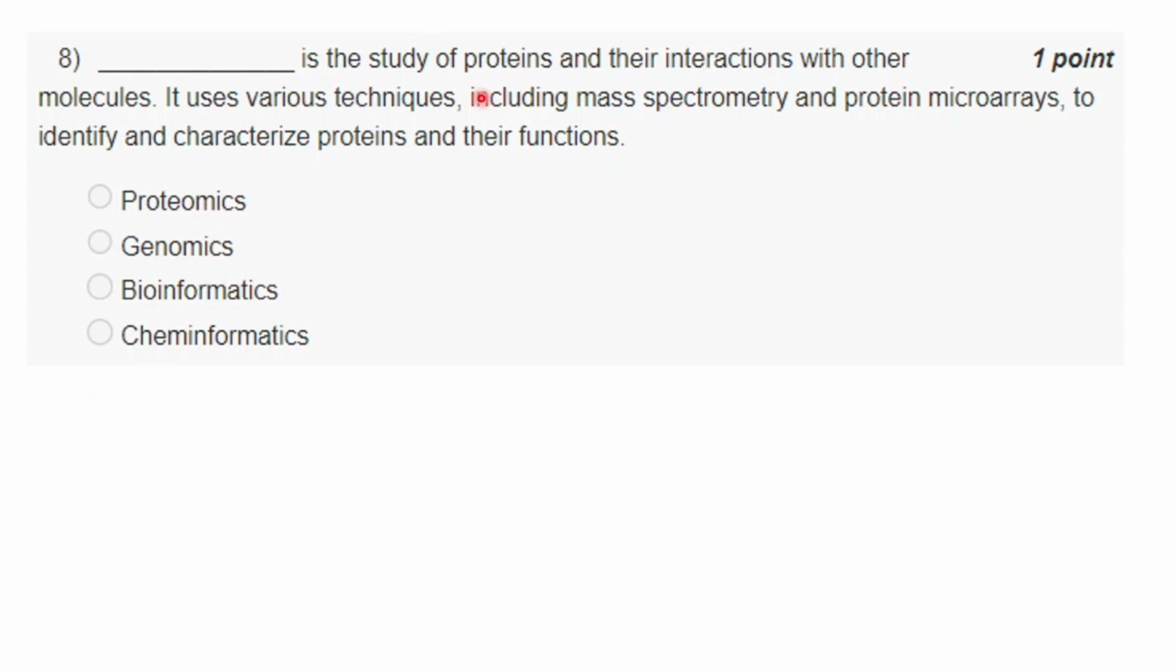There's also another thing called metabolomics, which talks about the small molecules or the metabolites in the system. There's something called lipidomics, where we talk about the lipids, the entire lipid pool of the system. These omic studies are very fascinating and a very hot topic in today's time. So the study of proteins and their interactions will be proteomics. So yes, it's the correct answer.